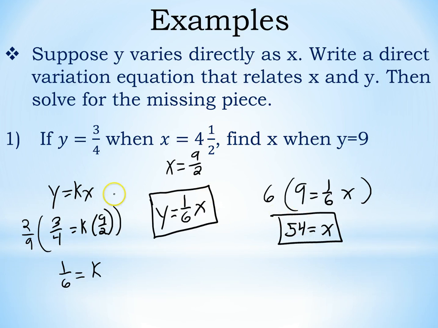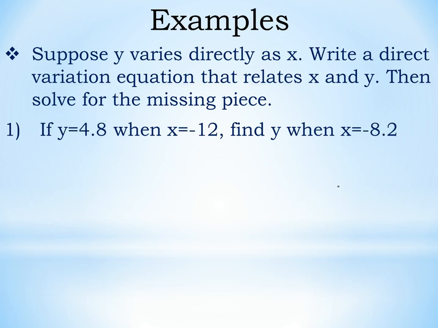Again, just to summarize, you're going to take your x and y initial values and plug them into y equals kx so you can solve for k. Once you have k, you rewrite your equation using the k, so y equals whatever that k value is times x. And in the last part, I'm going to tell you either an x or a y value, and you solve for the missing piece. You plug in whatever I tell you to plug in, and then solve for your missing variable. So go ahead and do this one on your own. Get the original direct variation equation, and then go ahead and find y when x is -8.2. Go ahead and pause the video while you work that out.